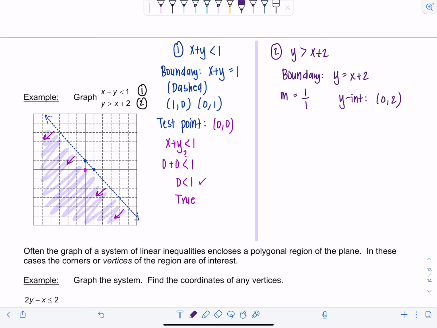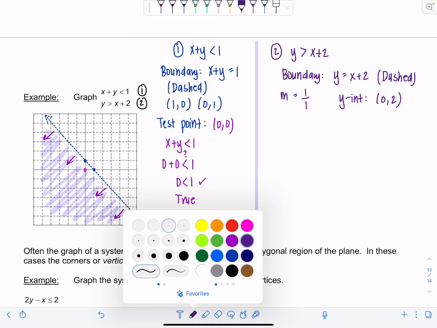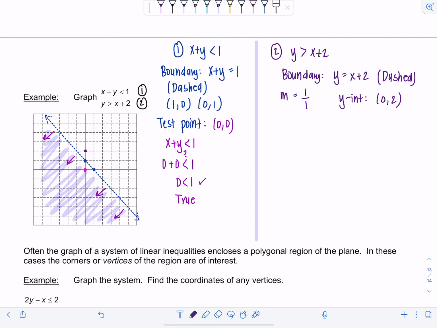Okay, this one's also dashed, yes. Shame on me for not writing it out right away. And here we go. 0, 2. And slope is 1. And here we go. And then now let's see where to shade.